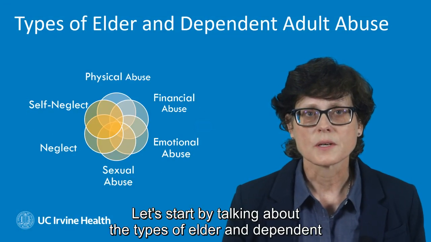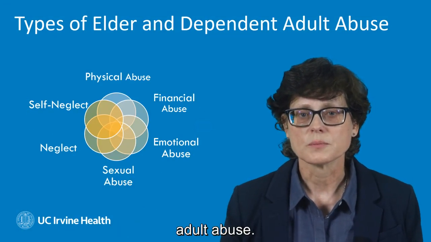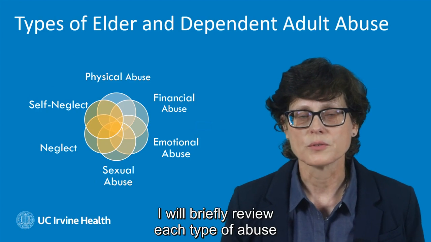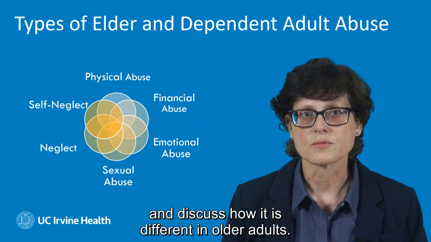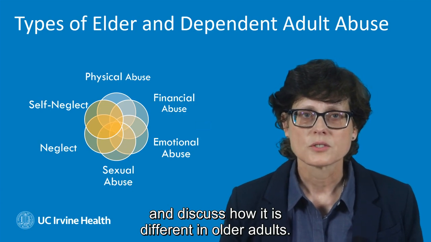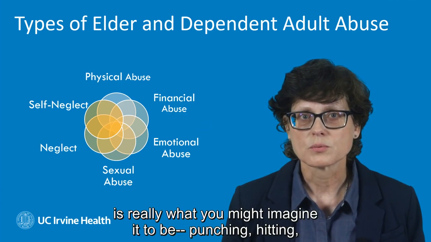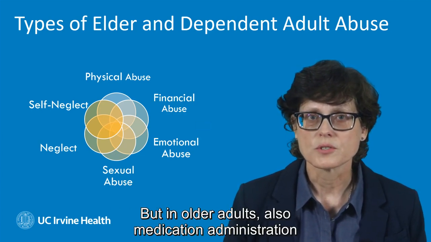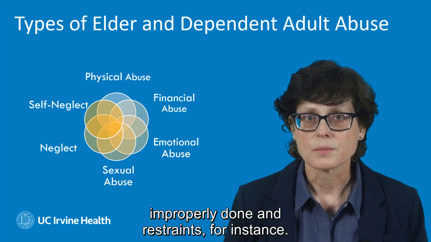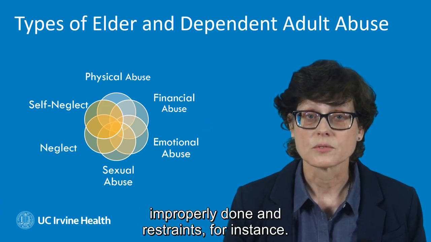Let's start by talking about the types of elder and dependent adult abuse. I will briefly review each type of abuse and discuss how it is different in older adults. Starting with physical abuse, this is really what you might imagine it to be: punching, hitting, kicking, but in older adults also medication administration, improperly done, and restraints, for instance.